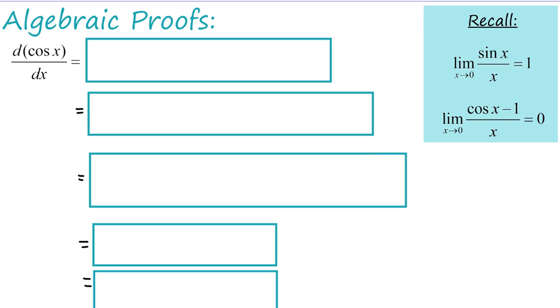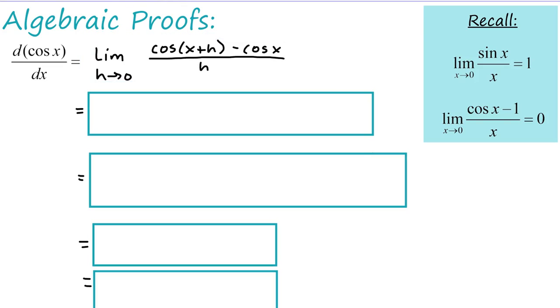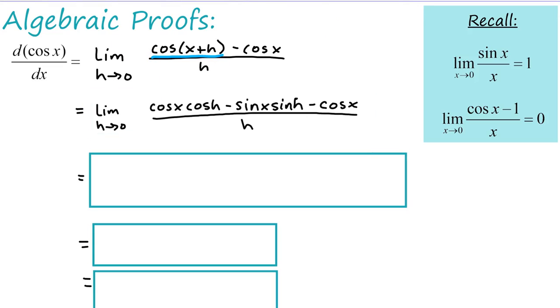Same idea for the derivative of cosine. So what we want to do is write it out using the definition of derivative, and then there's an identity to break up cosine of x plus h. Once again, you probably didn't learn that identity last year. I wish you had. I'm kind of sad about that. But it's equivalent to cosine x, cosine h minus sine x, sine h.